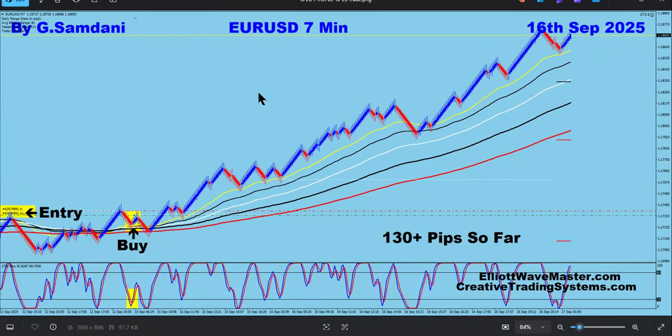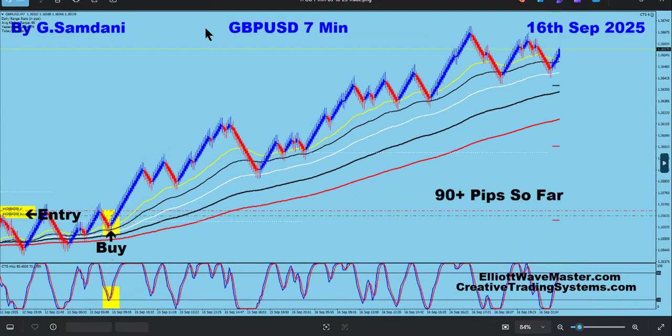EUR/USD from the 7-minute chart, you can see a beautiful by-the-book entry here, buy orders right there, all the way to 130 pip on the 16th. On the 16th, GBP/USD also went up because USD was getting weaker. So GBP/USD and EUR/USD go up, and USD/JPY and USD/CAD, which we already saw, went down, right? Buy orders right there. The arrow shows that the EA opened the trade, and it is for 90 pip.